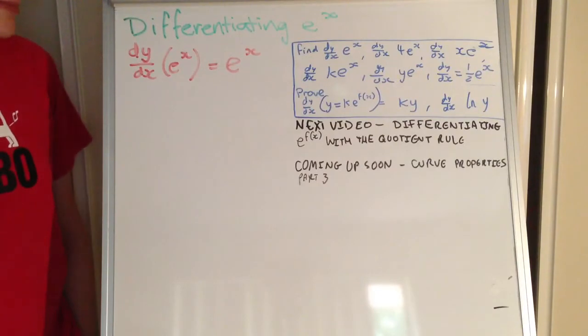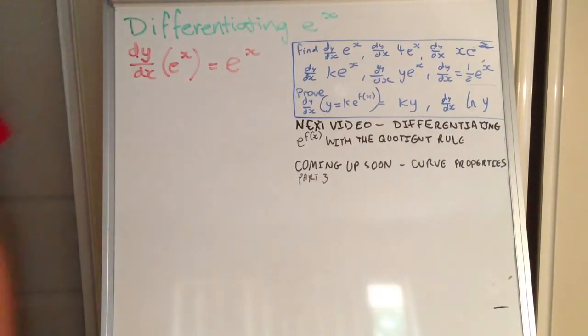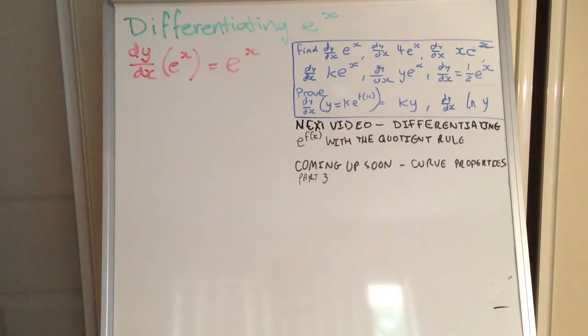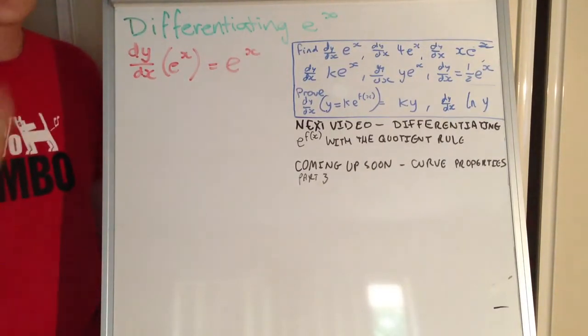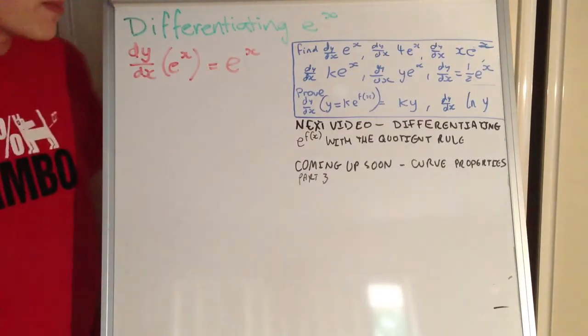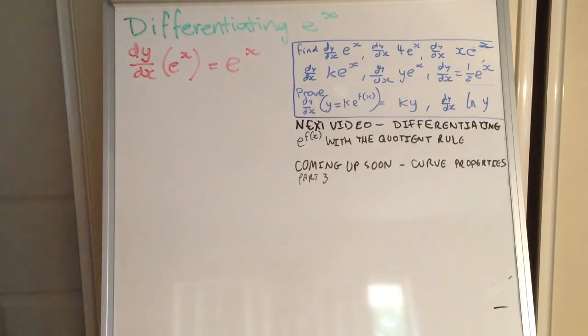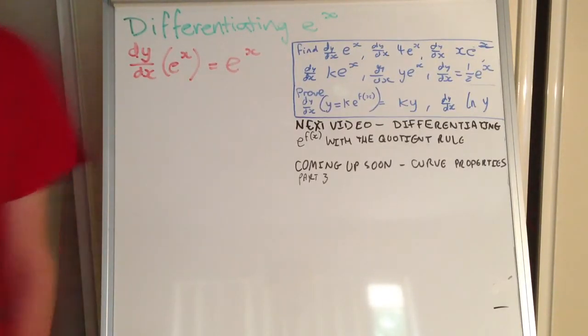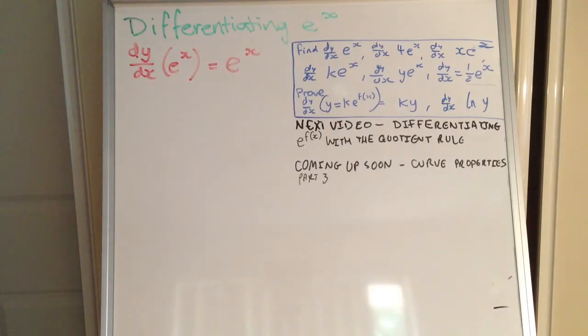And my next video will be differentiating e to the f of x, so slightly more complicated, and we'll be looking at the quotient rule, whereas here we're just looking at basic differentiation and the product rule. So we'll get more advanced, but also want to point out that curve properties part 3, the video, will also be coming up soon, and we'll be looking at the second derivative in there, which should be nice and interesting as well.